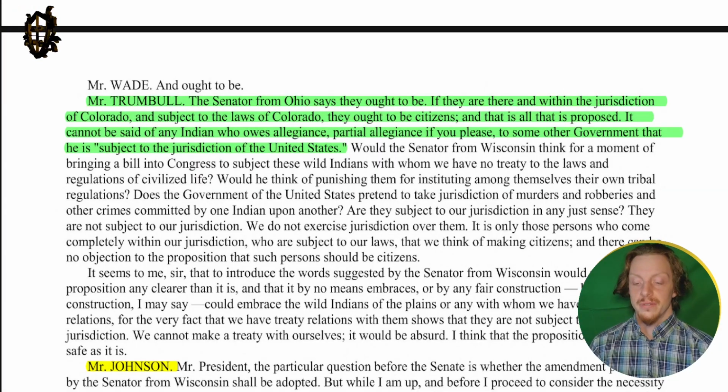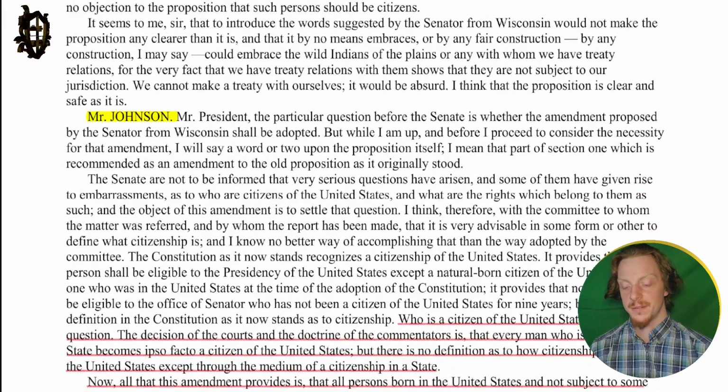Well, Mr. Trumbull goes on further, and he says the senator from Ohio says they ought to be, if they are there and within the jurisdiction of Colorado and subject to the laws of Colorado, they ought to be citizens. And that is all that is proposed. It cannot be said of any Indian who owes allegiance, partial allegiance if you please, to some other government that he is, quote, subject to the jurisdiction of the United States.